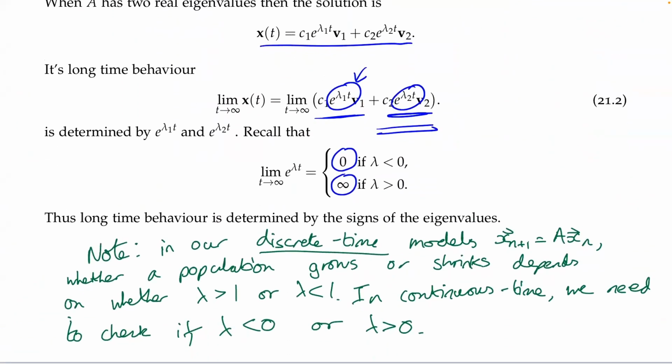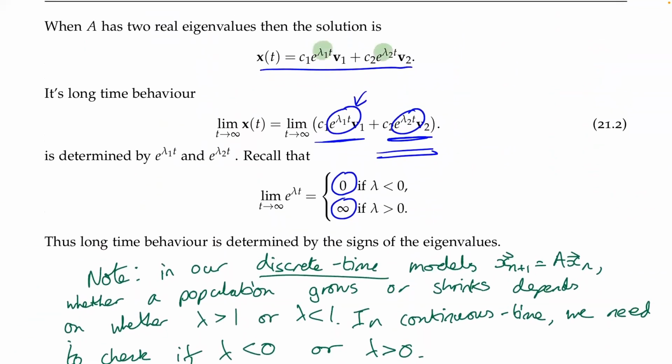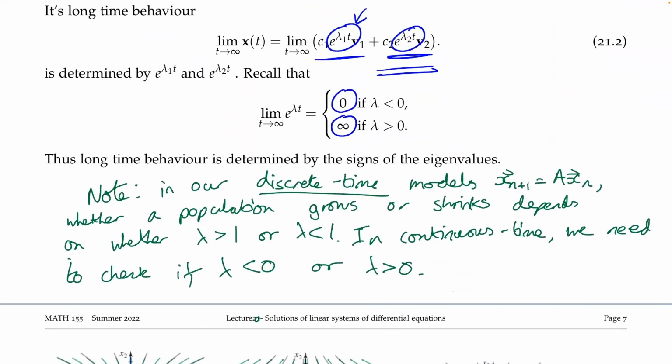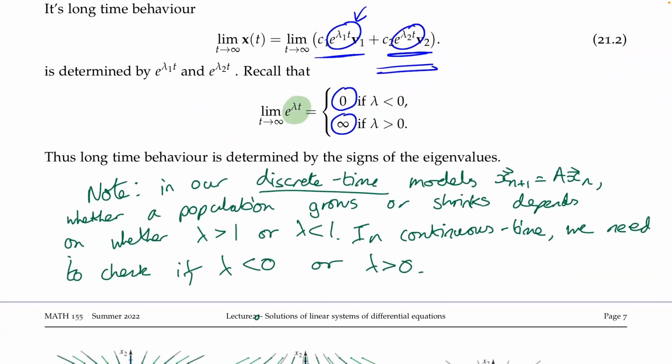Okay, so we talked a moment ago about this solution here, and we have our lambda1 and lambda2. If our lambdas are less than 0, then this e to the lambda t that appears in this general solution is going to shrink towards 0. And if it's greater than 0, then it's going to tend towards infinity. This is a bit of a contrast to our discrete time models, where we cared about whether our eigenvalue is greater than 1 or less than 1. That was because in those cases, we had a lambda to the t in our solutions. So if lambda is less than 1, then this is going to shrink towards 0, and if lambda is greater than 1, it's going to grow.